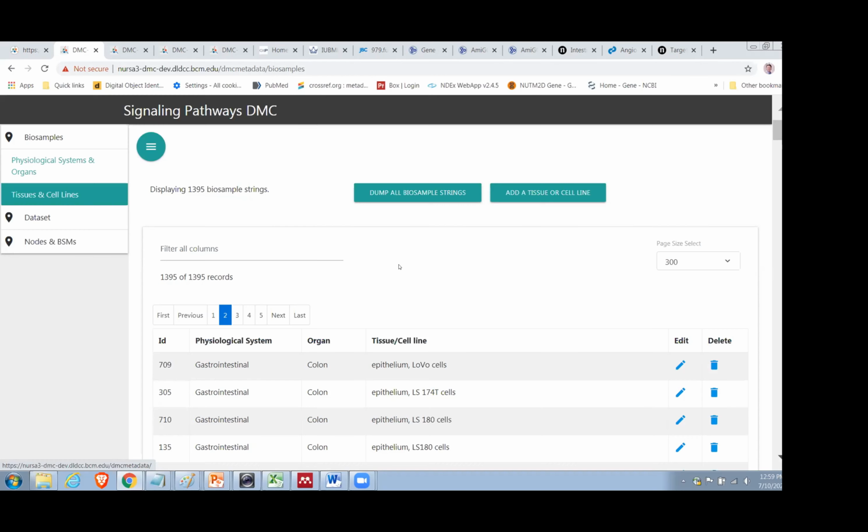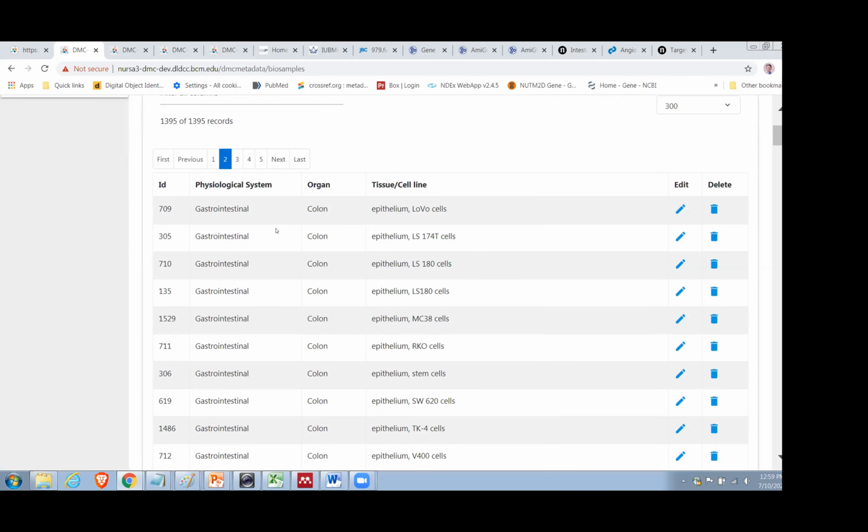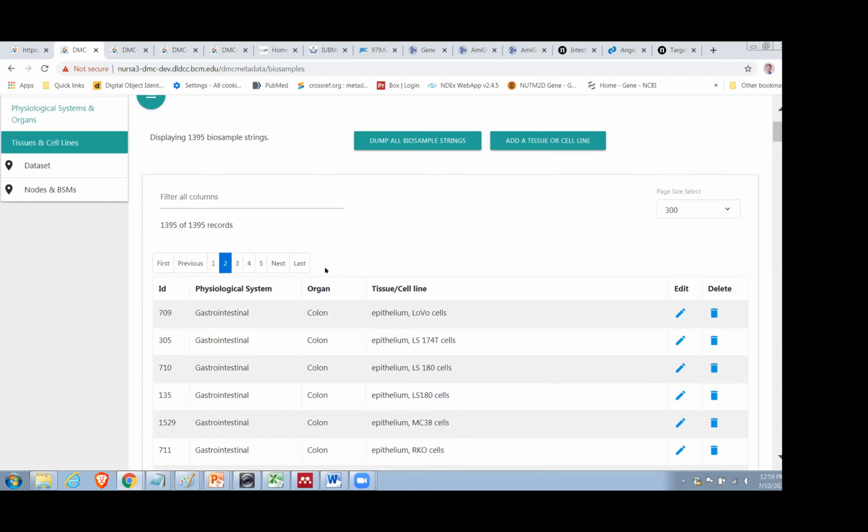And so as you can see, we organize what we call biosamples. So you have the high level physiological system. You have then individual organs within that system. And then on the bottom level, you have the particular cell type.